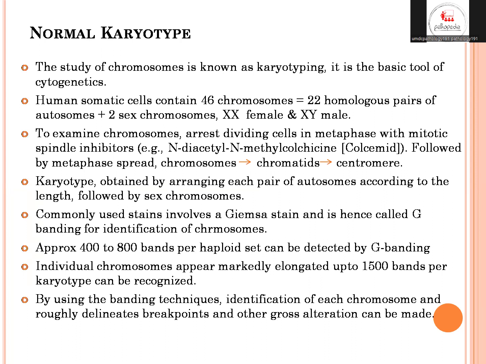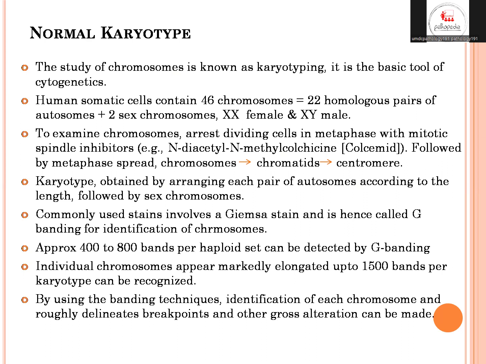To examine chromosomes, arrest cells in dividing phase in metaphase with mitotic spindle inhibitors, followed by metaphase spread, chromosomes attached to the chromatids and then centromere, and eventually divide into progenies. Karyotype is obtained by arranging each pair of autosomes according to the length, followed by sex chromosomes.